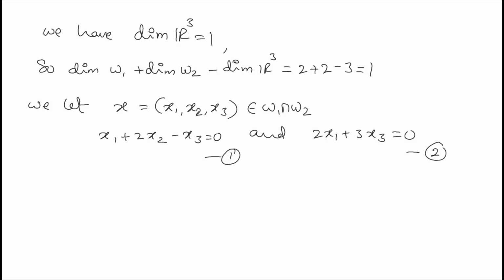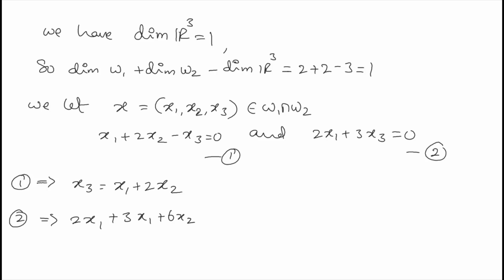Then equation 1 implies we have the value of x3 as x1 plus 2x2, whereas equation 2 is dependent on x1 and x3. So substituting the value of x3 from equation 1 into equation 2, we get 2x1 plus 3x1 plus 6x2 equal to 0. So we have the value of x1 as minus 6x2 divided by 5.